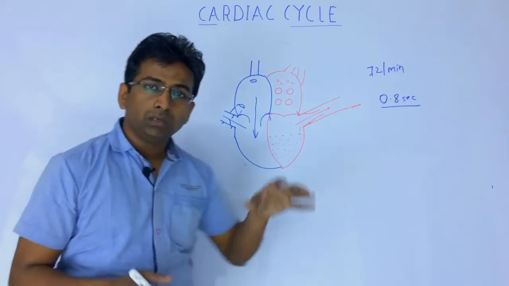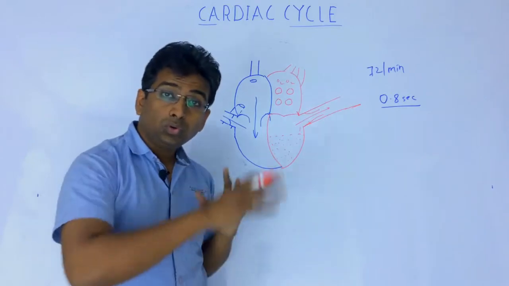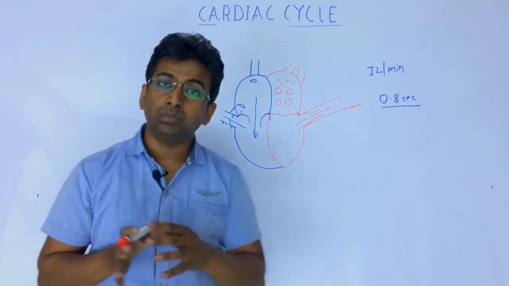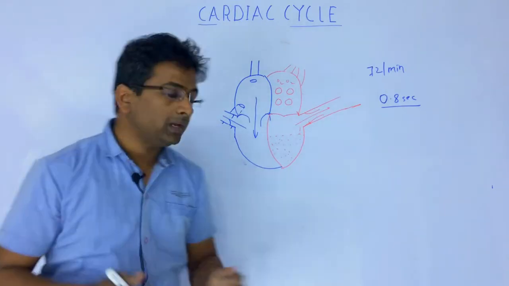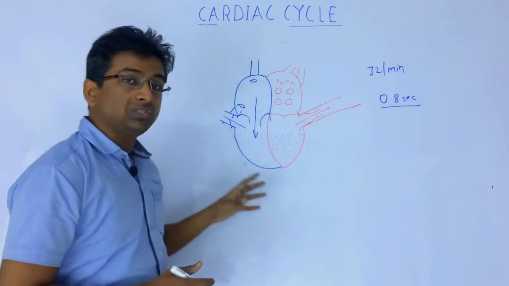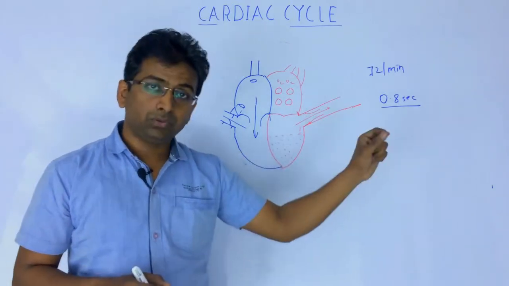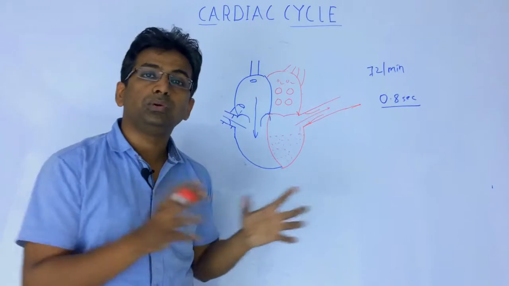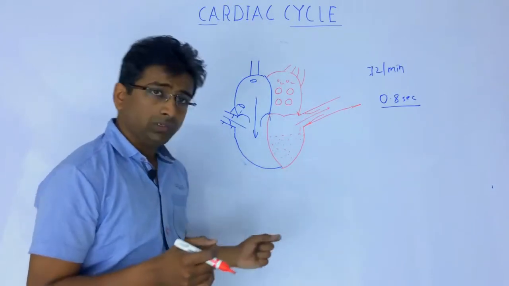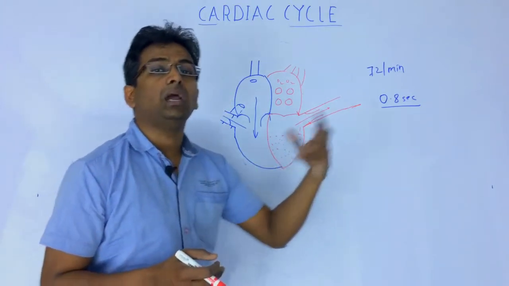Why is it so? Because the left ventricle has to pump the blood to the whole of the systemic circulation, while the right ventricle has to pump the blood just to the lungs. That's why the pressure inside the left ventricle is always higher than the pressure inside the right ventricle. So pressure inside the left ventricle may reach up to 120 millimeter of mercury during systole, equal to our blood pressure, and during diastole it may be up to 80. So when you say blood pressure is 120 by 80, the ventricular pressure is generally slightly higher than that.